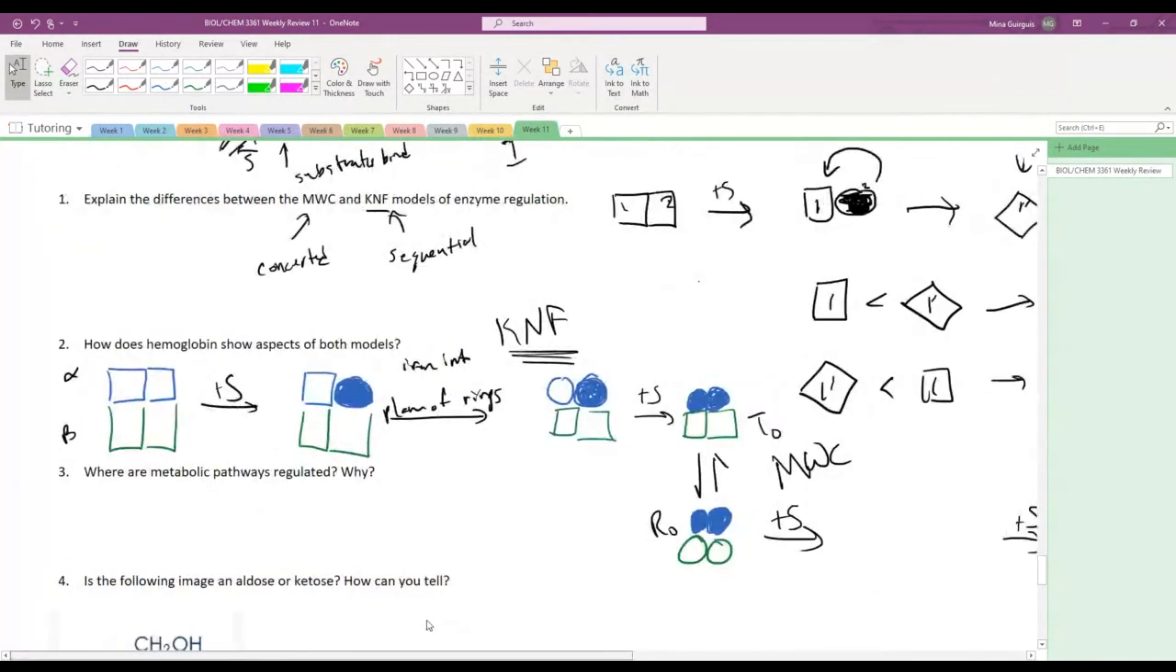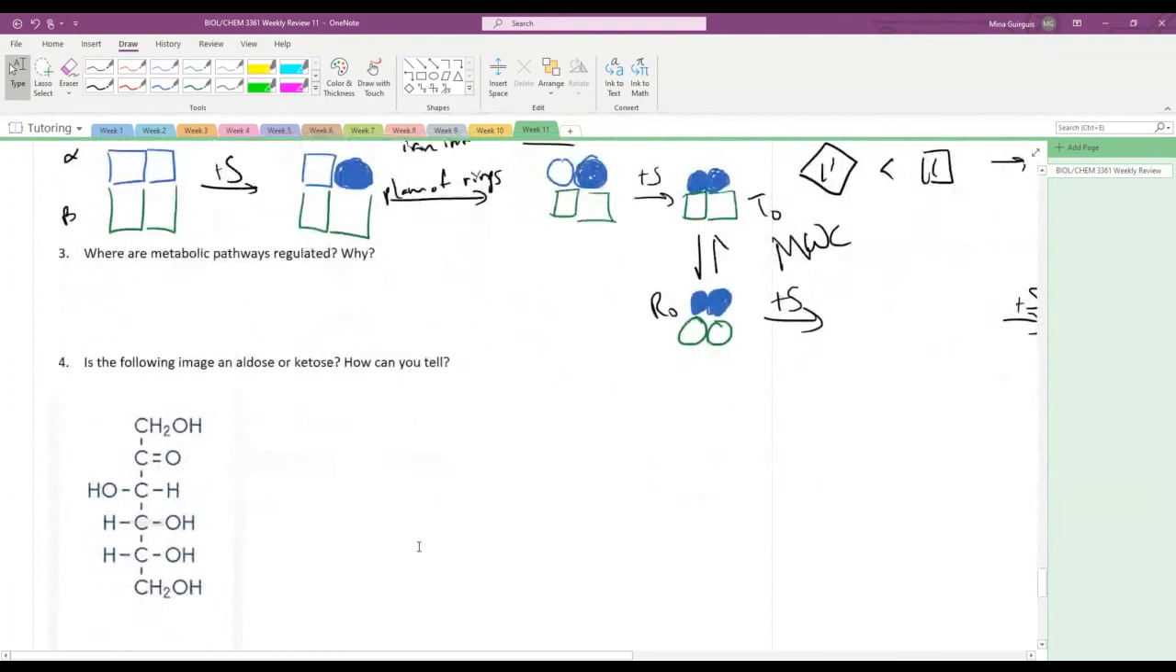That's that. Number 3, where are metabolic pathways regulated and why? So I think I've hit this topic so much that you're all tired of it. So I'll just very briefly say it and we can move on to the next one. Metabolic pathways are regulated at the sites where catabolism and metabolism use different enzymes. And why? So that we can reuse all the same enzymes and it's more efficient. Okay, I'm just going to move on.